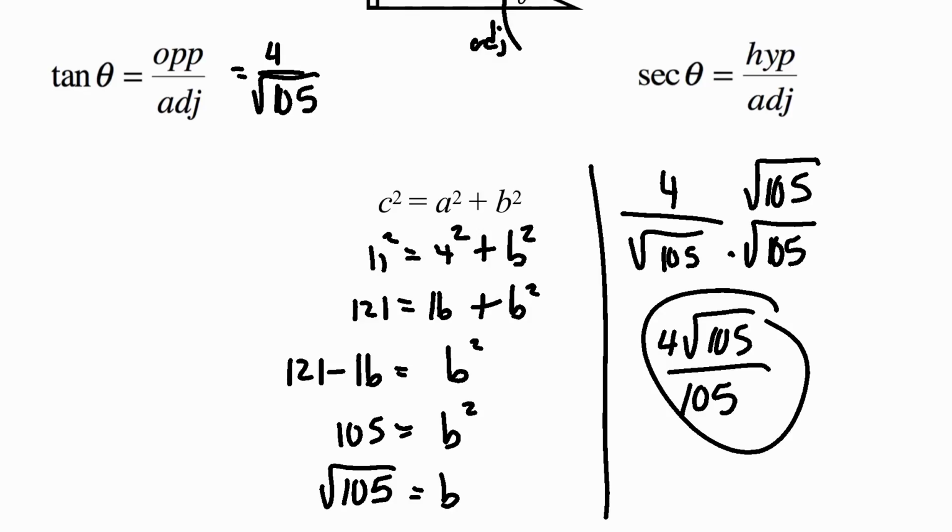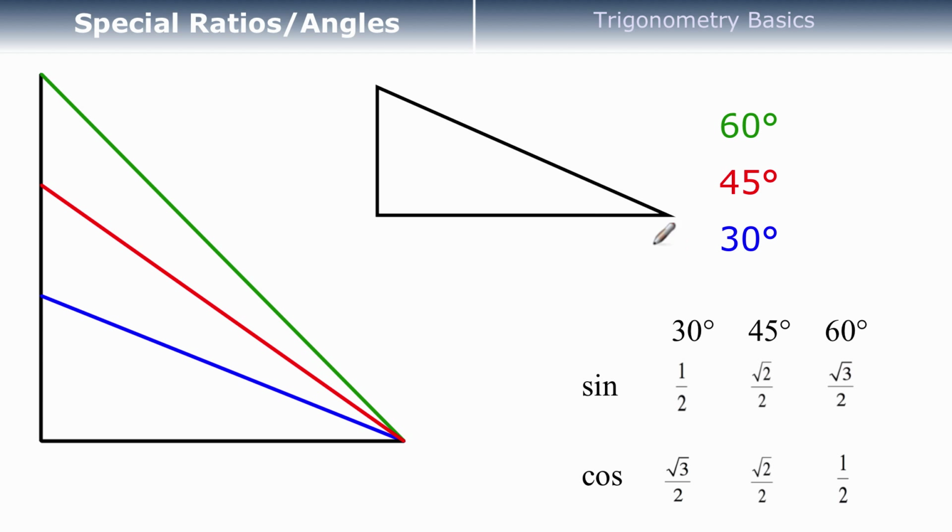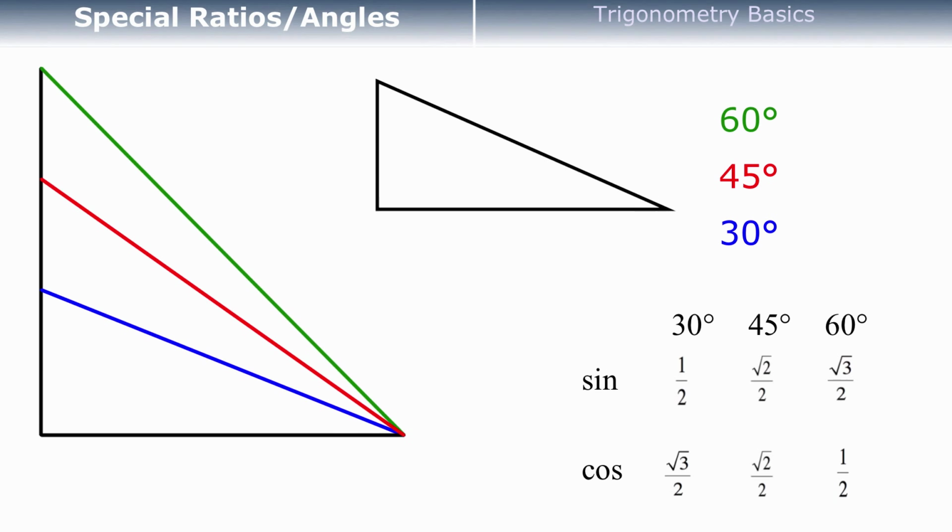Okay, now it turns out that in the ratios and the sides that we have, there are some common angles and common ratios that we come up with. So a 30-degree angle, a 45, and a 60-degree angle, they raise their heads all the time. And so sometimes it's nice to know what those ratios are.